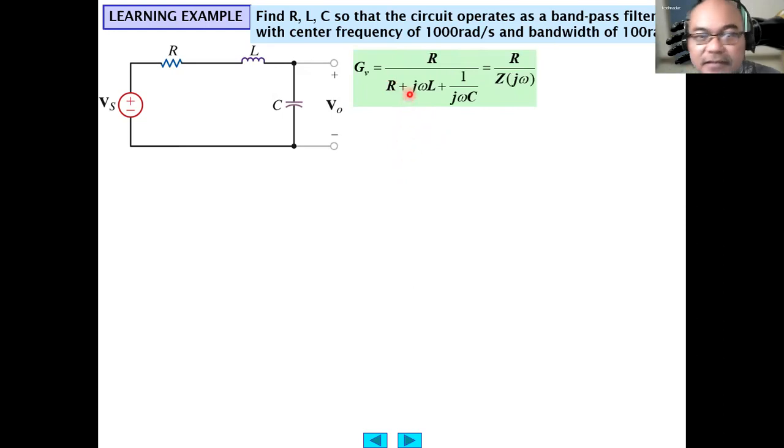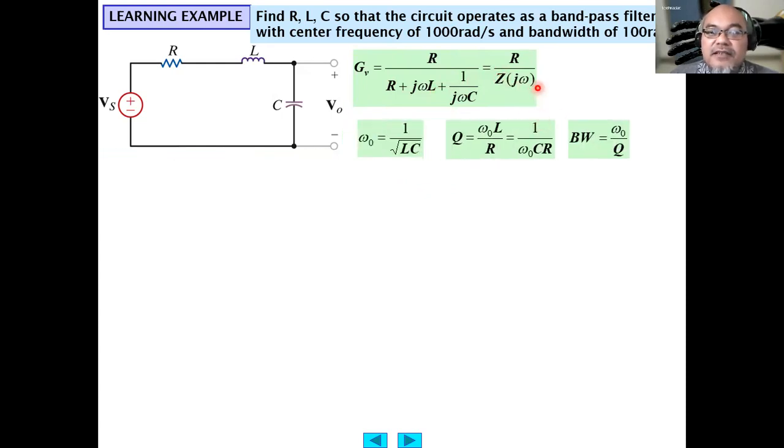In this case, we use the formula of gain, R over Z, where Z is a function of j omega. Omega 0 is 1 over square root of LC. Q is omega 0 L divided by R, which equals 1 over omega 0 CR. And the bandwidth equals omega 0 over Q. Bandwidth is known, omega 0 is known, then we can calculate the Q.